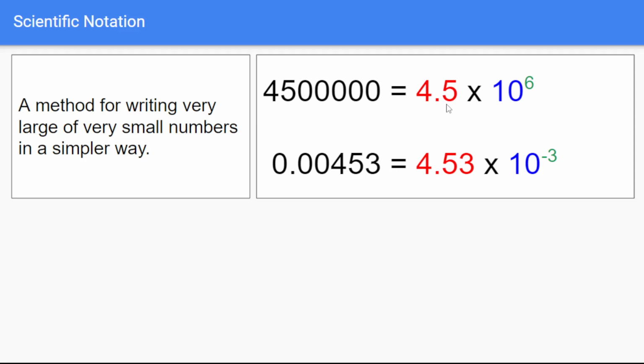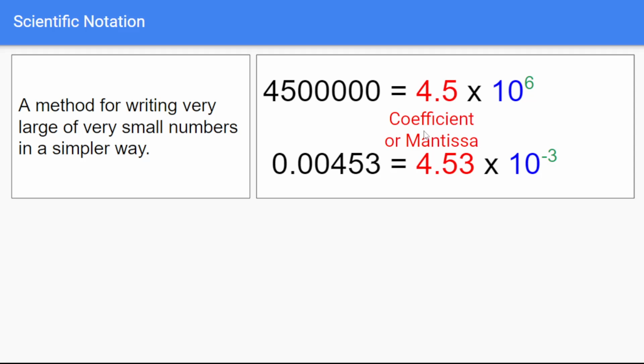So you have 4.5 times 10 to the sixth, and that represents the number of places that you had to move the decimal to get 4.5. The format always has to be digit, decimal, and then a certain number of digits after the decimal. Sometimes it's one digit, sometimes it's 2, 3, 4. And if it's a number that's greater than 1, the exponent is positive. But if the number is less than 1, the exponent is negative.